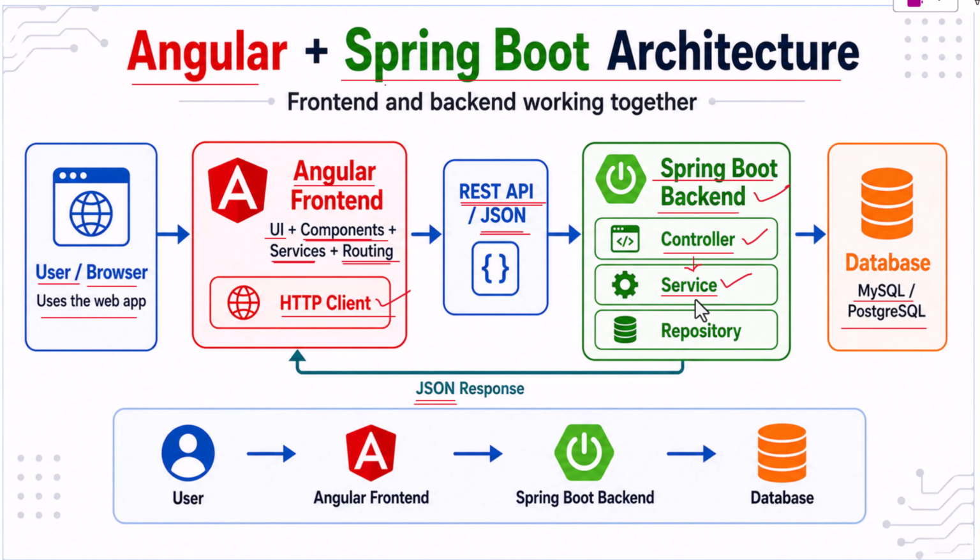After the service layer, the request goes to the repository layer. The repository layer is responsible for data access. It talks to the database using technologies like Spring Data JPA. For example, if the service needs to save a user, fetch products, update an order, or delete a record, it calls the repository layer. The repository layer converts those operations into database queries and communicates with the database.